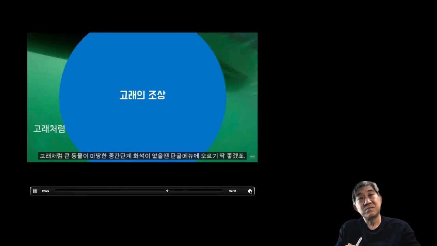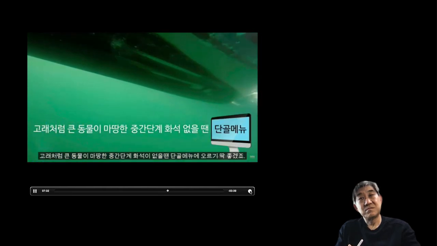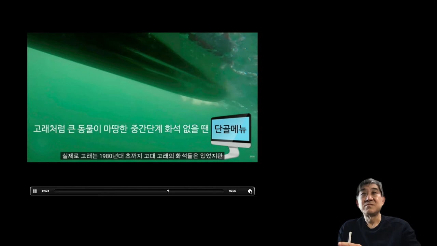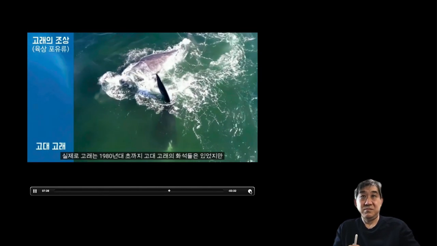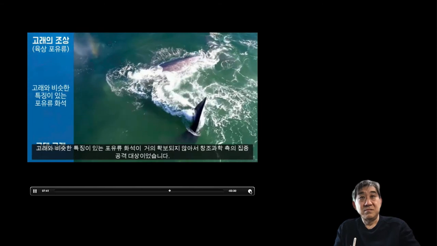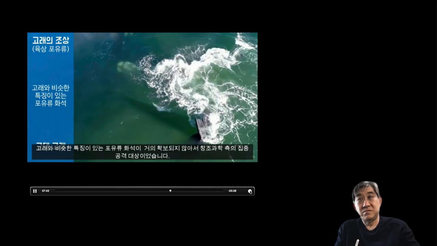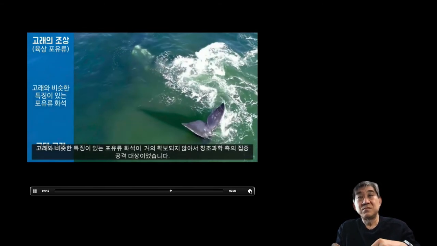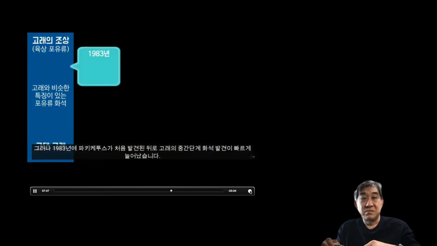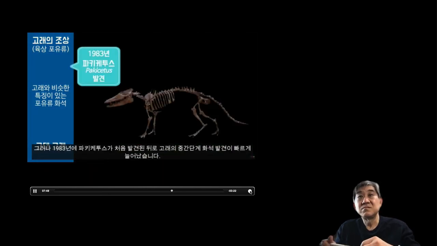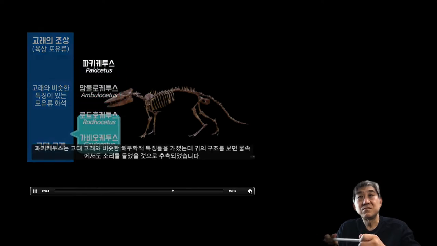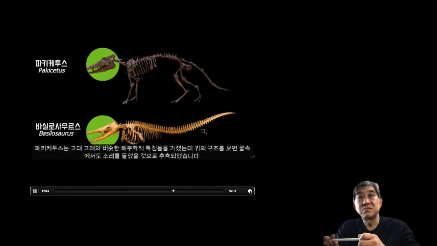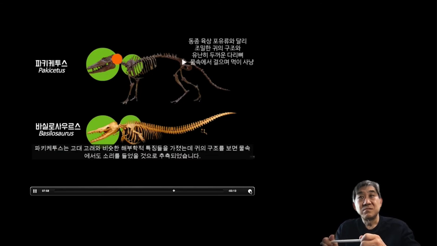고래처럼 큰 동물이 마땅한 중간 단계 화석이 없을 땐 단골 메뉴에 오르기 딱 좋겠죠. 실제로 고래는 1980년대 초까지 고대 고래 화석들은 있었지만 고래와 비슷한 특징이 있는 포유류 화석이 거의 확보되지 않아서 창조과학 측의 집중 공격 대상이었습니다. 그러나 1983년에 파키케투스가 처음 발견된 뒤로 고래의 중간 단계 화석 발견이 빠르게 늘어났습니다. 파키케투스는 고대 고래와 비슷한 해부학적 특징들을 가졌는데 귀의 구조를 보면 물속에서도 소리를 들었을 것으로 추측되었습니다.